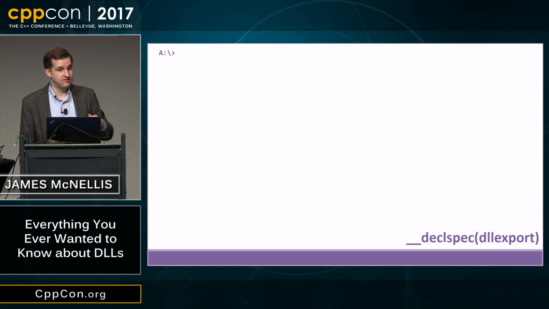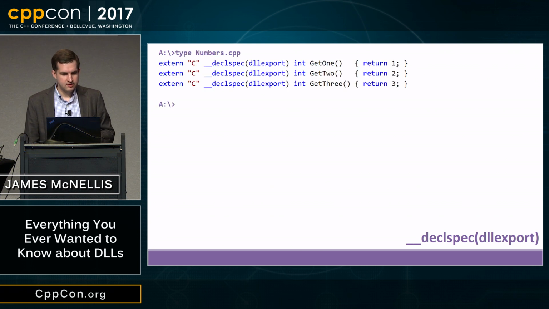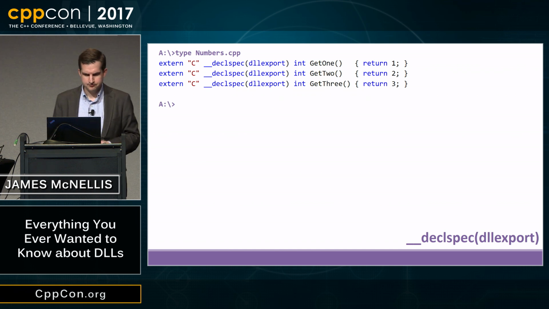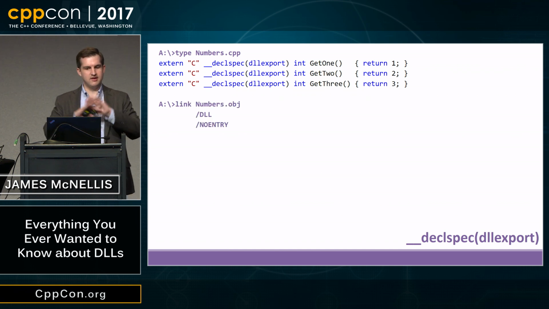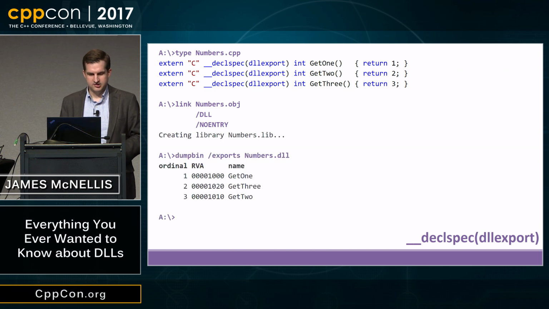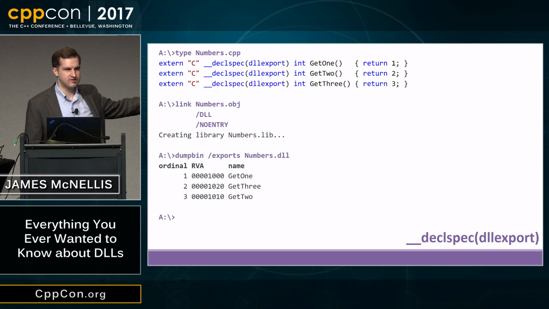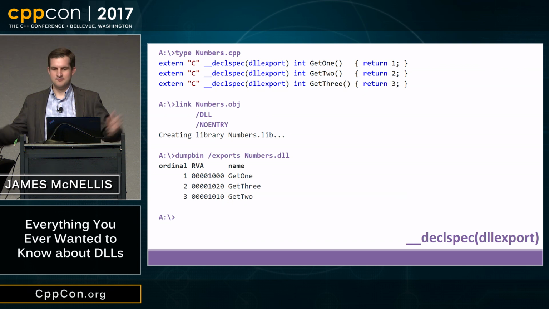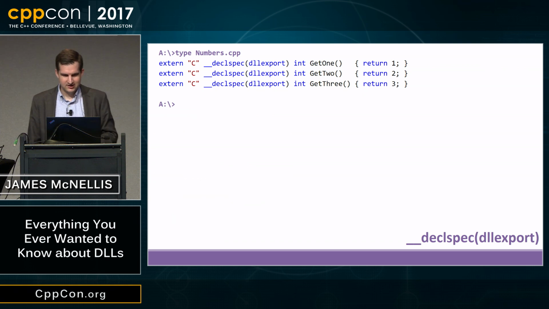There's another option that lets you do it inside of your code. You can annotate a function with __declspec(dllexport). And then we don't have to tell the linker anything. Basically, we just pass it the object file. And then if we dump the exports, we see it's got all the exports. Magic. It turns out it's actually not magic.